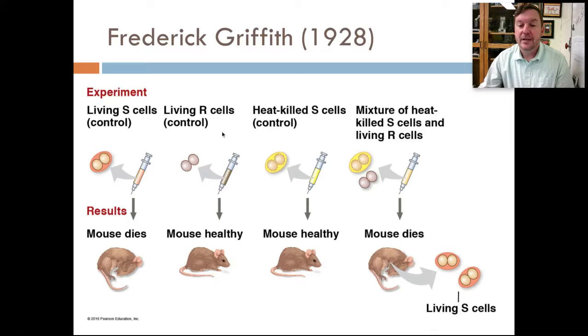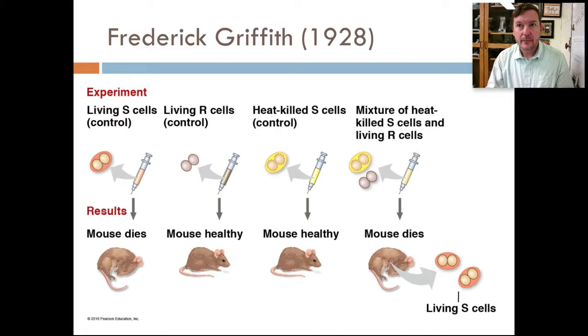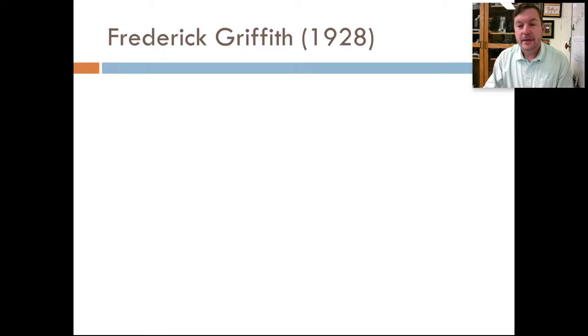But if you take R cells and mix them with heat-killed S cells and inject that into the mice, they die, and then from their lungs you can isolate living S-type cells. So what this is saying is that there's something being transferred from the heat-killed S-type cells to the living R-type cells, and Griffith was one of the first people to try to understand the system.